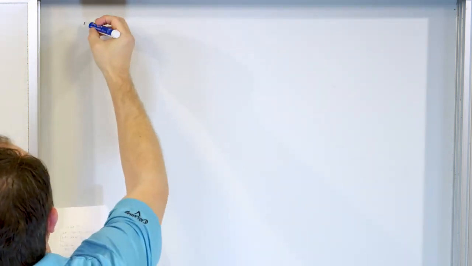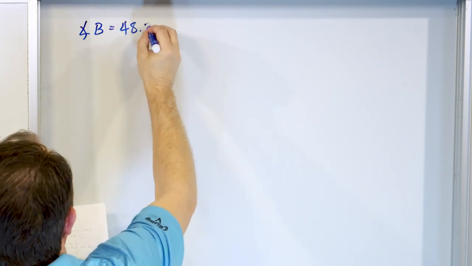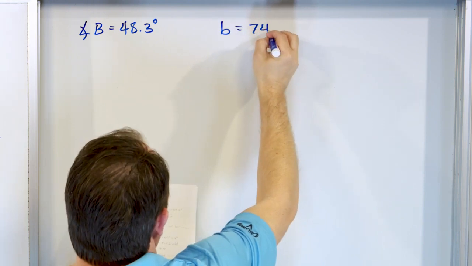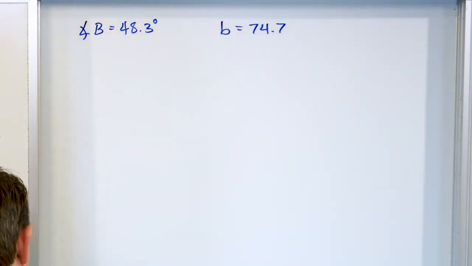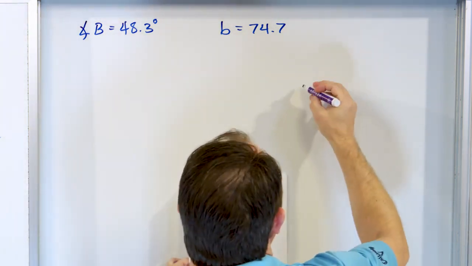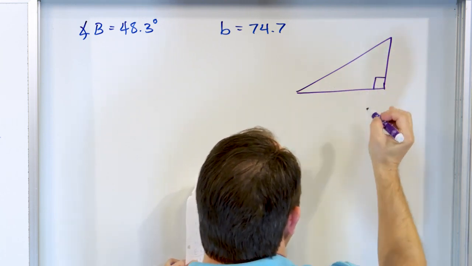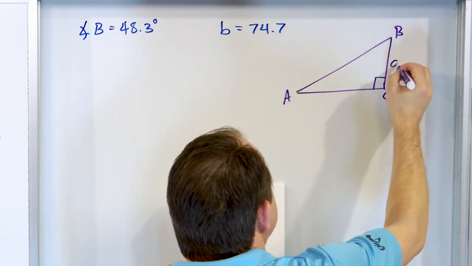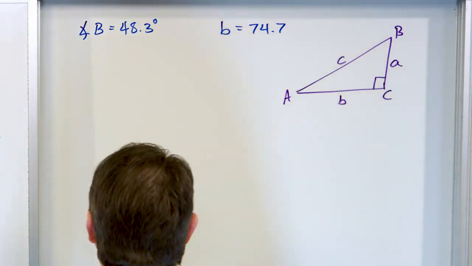All right, let's say I give you, as a known quantity, that angle B is 48.3 degrees. And you're also told that side B is 74.7 meters or whatever long. Solve the triangle. This is a right triangle. Well, the first thing you do is you draw the right triangle. This is angle A, this is angle B, and this is angle C. This is side A, this down here is side B, and this is side C. And write down what you know.